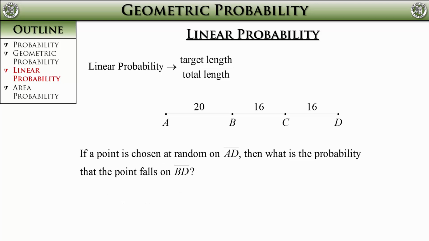Here's what it would look like with actual numbers involved. Here my total is AD and my target is BD, so that's the fraction I build. It should be easy to just plug in numbers, but don't forget to simplify. Your final answer should be 8 over 13. Let your calculator simplify it for you if you need to.